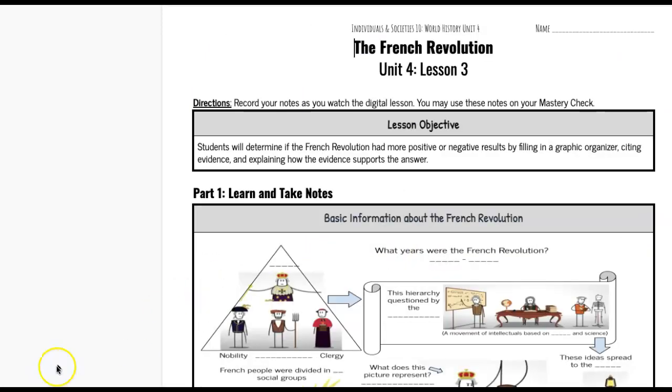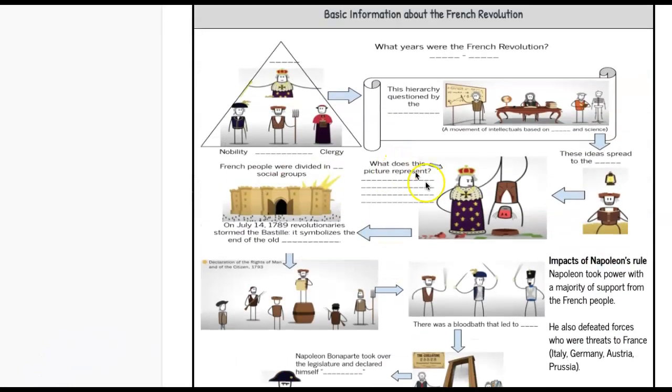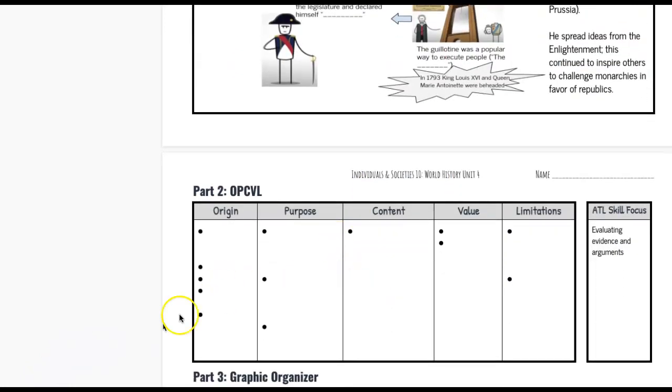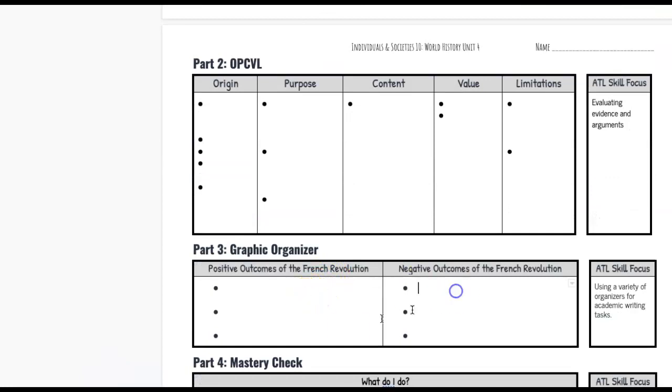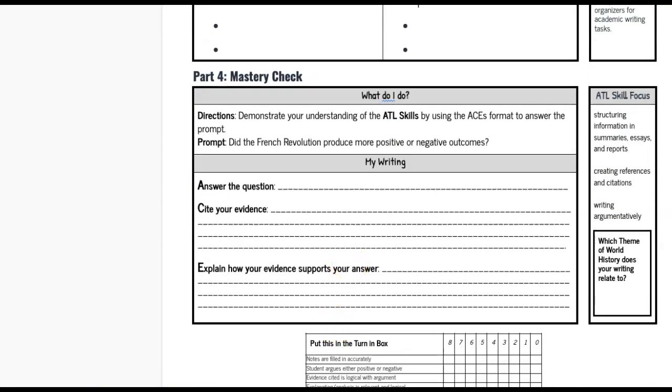Lesson 3 was all about the French Revolution. Again, you learned basic information on the front. You analyzed the decree against profiteers and answered some questions here. You then organized positive and negative outcomes and did your mastery check.